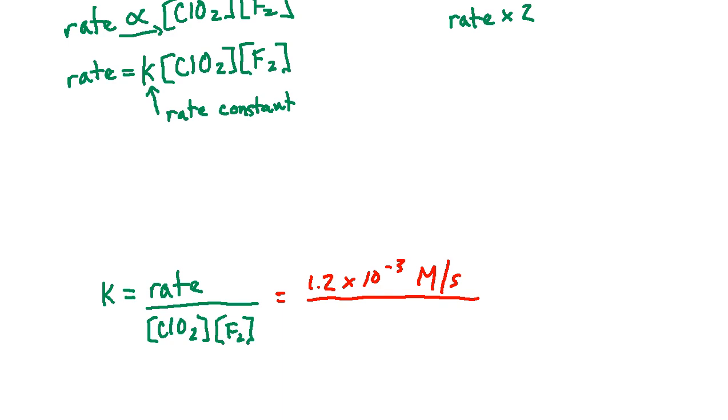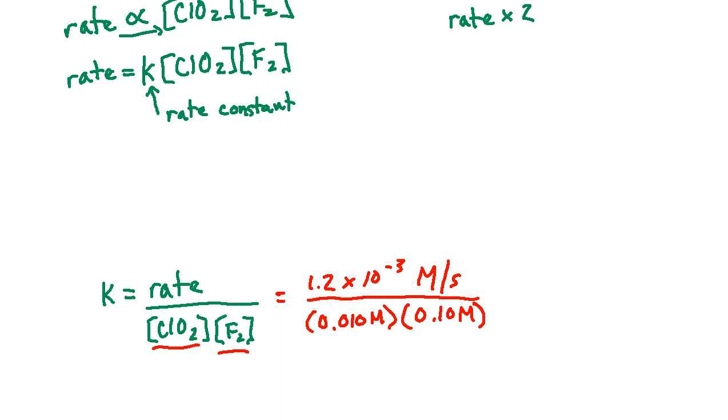And then if you have the concentrations here, we said that it was going to be 0.010 molarity for the ClO2, and then the F2 is going to be 0.1 molarity. All right, now if you take a look at this, one of the molarities will cancel with the other, and so the unit that you would come out with is going to be molarity second, and that would be for your rate constant.